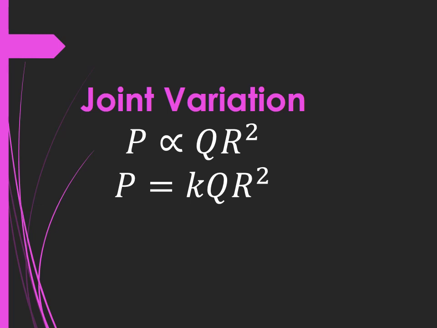Next, we are going to discuss joint variation, and we can denote that with p is jointly proportional to q and r squared. And then we can give this as p = kqr squared.